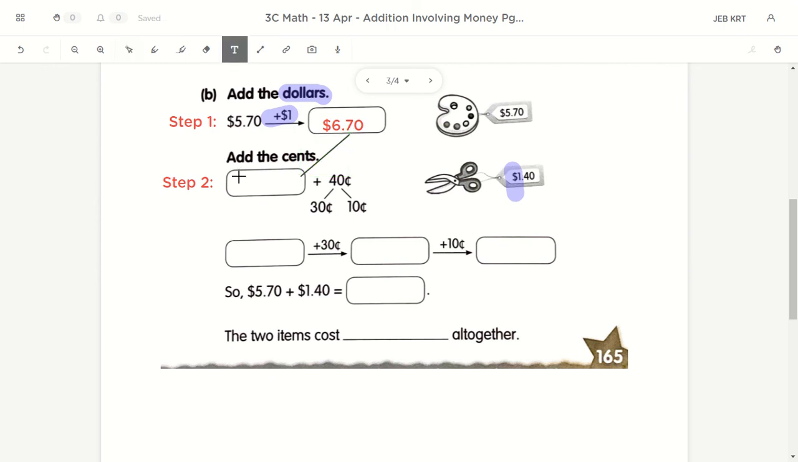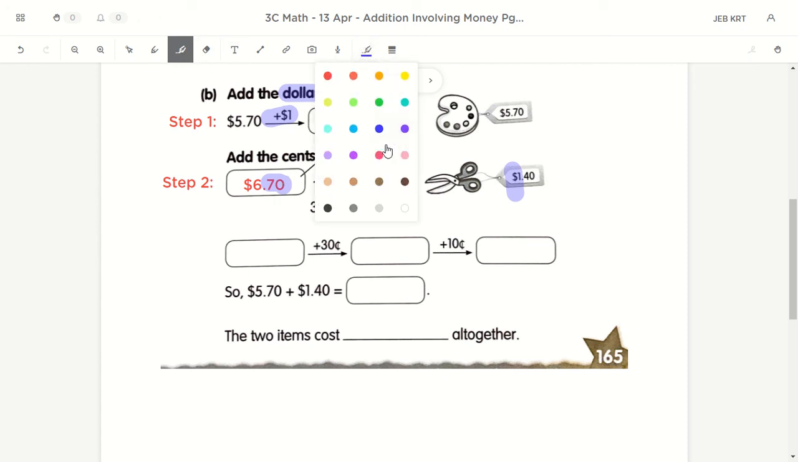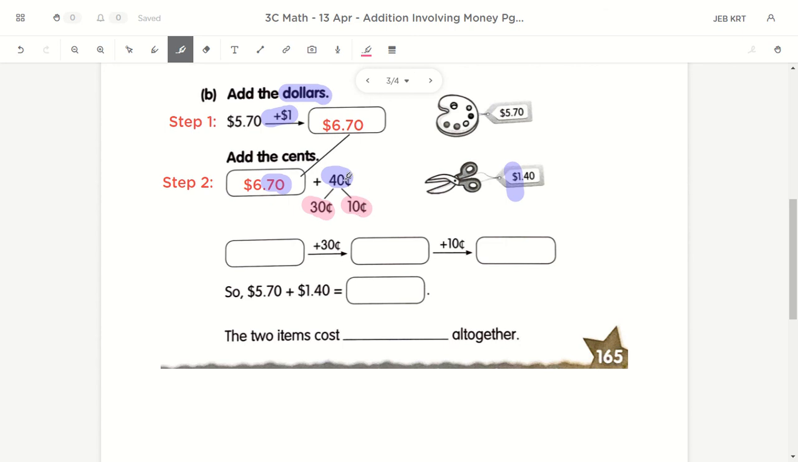Step 2, bring it down to this part. So this is also $6.70. Make sure you include the dollar sign because now you're talking about money. Right. So you realize that if I add 40 cents with 70 cents, it would be more than $1. And it's very hard for me to regroup in my mind. So instead of doing that, I'm going to use number bond. I'm going to change it to 30 and 10. 30 and 10 makes 40 cents.